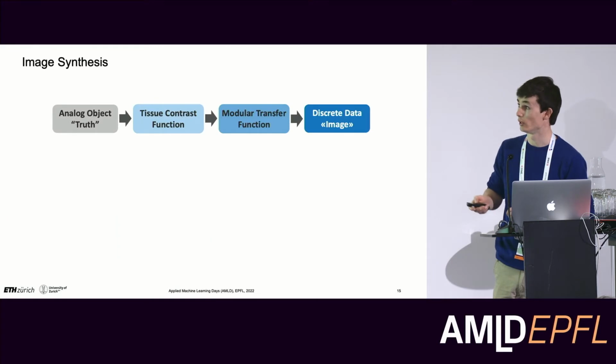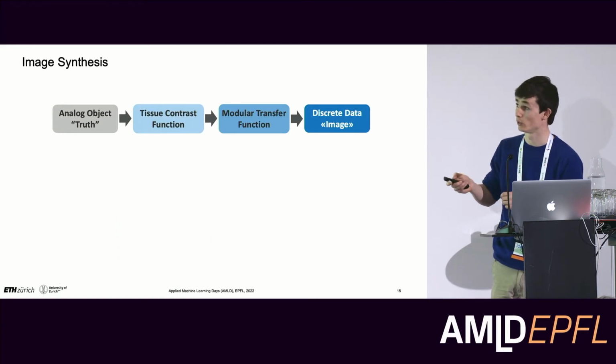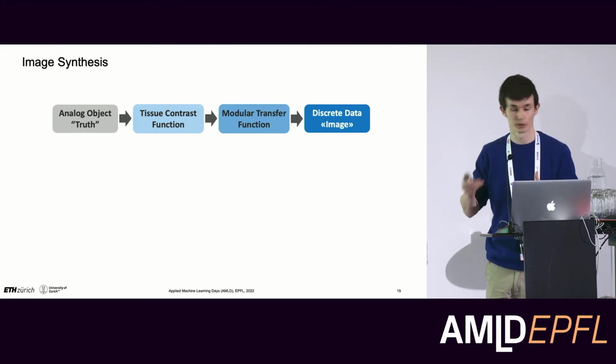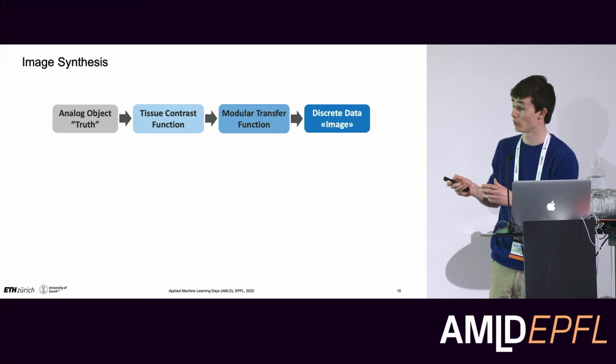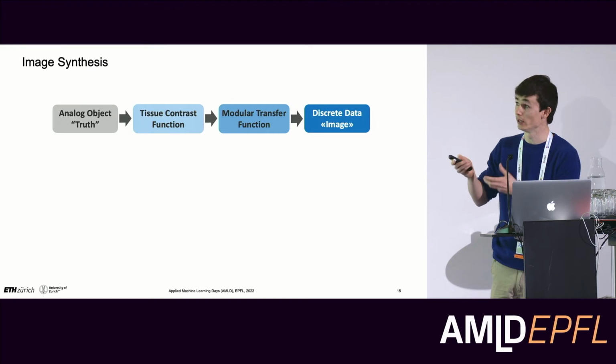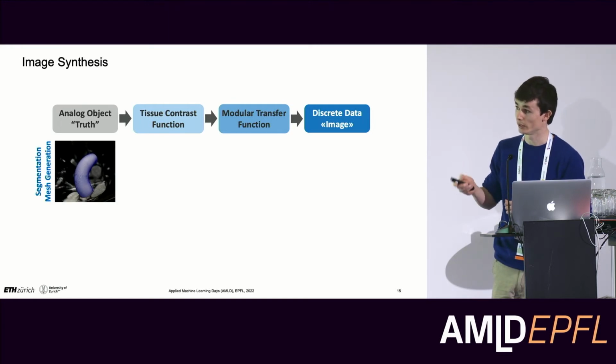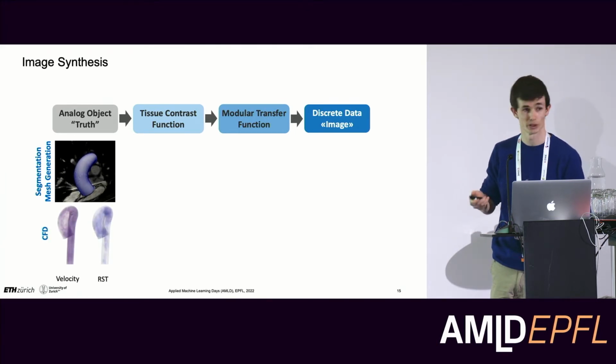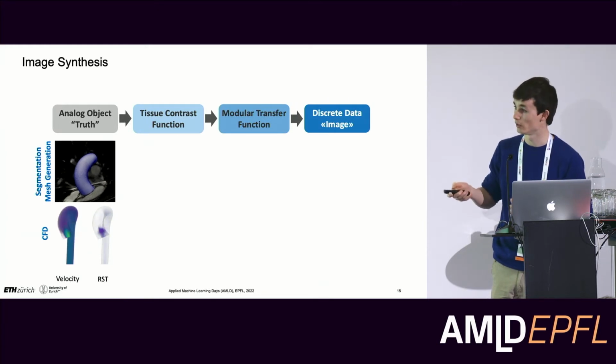Now, if we look at the imaging pipeline in general, we have an analog object we want to image. It has some tissue properties, some blood properties, and then we have a transfer function that allows us to go from this domain to a discrete image. Now, in our pipeline, we replace the real object by a synthetic object. So we developed an in-house segmentation tool and subsequent mesh generation tool in order to segment patient-specific aortic geometries. And we can use these geometries to run computational fluid dynamics to extract velocity fields and turbulence fields.